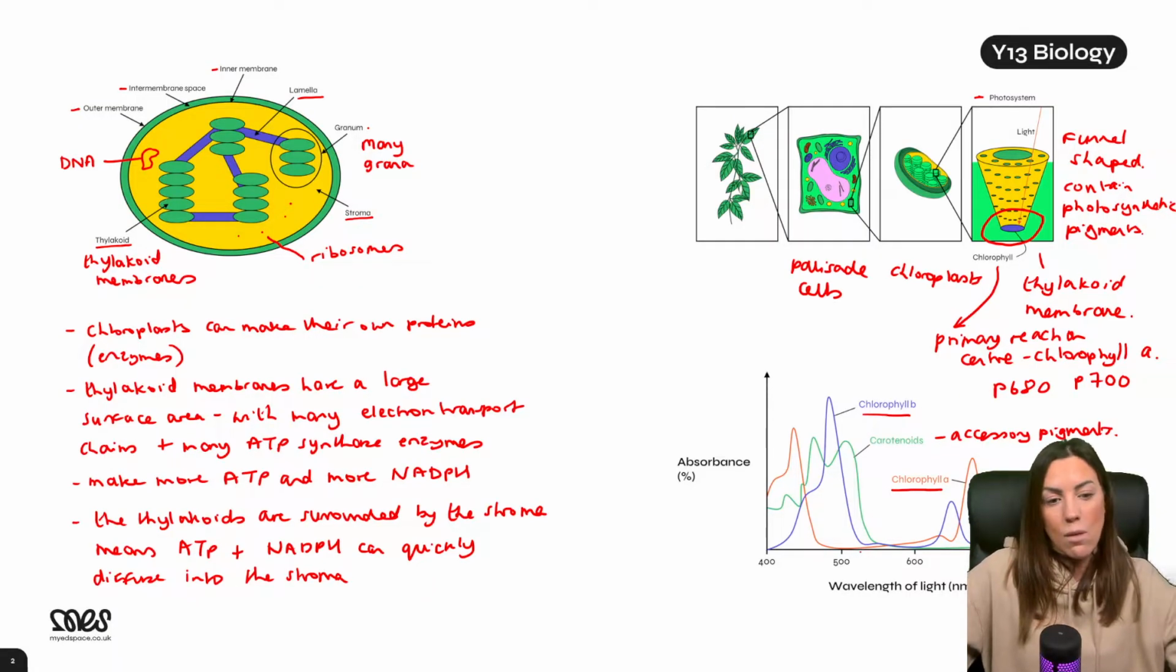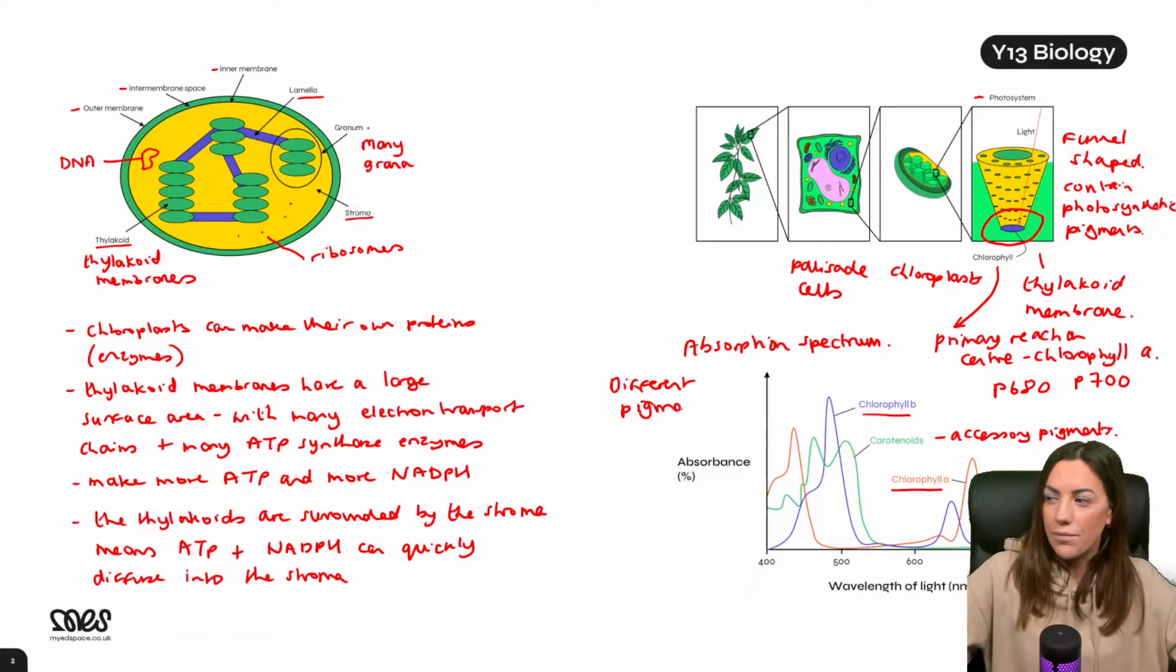Now, this graph is what we call an absorption spectrum. It basically shows us the percentage absorbance of light at different wavelengths of light. Now, you can see hopefully that these different pigments absorb different wavelengths of light. And that's a real advantage for the plants. And that's the reason they have different photosynthetic pigments, so they can absorb different wavelengths of light.